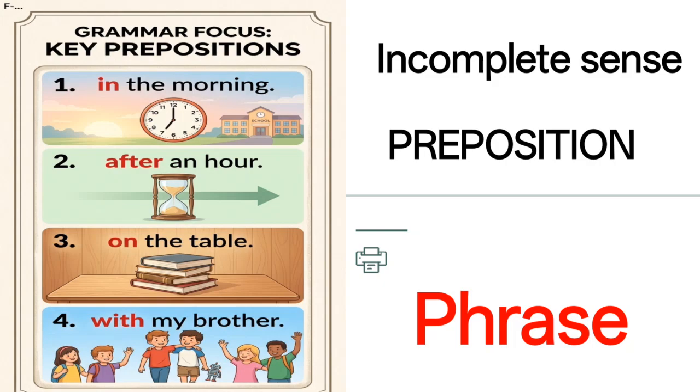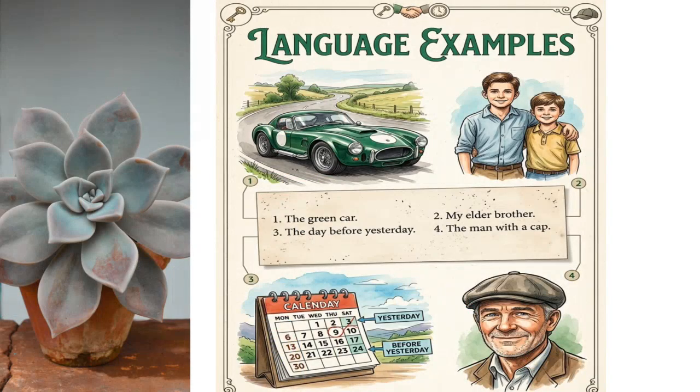But there can be all kinds of phrases. That means there are many phrases which do not start with any preposition. Like the green car. Here the green car has sense but not complete. That means this is not a sentence, this is a phrase. My older brother.